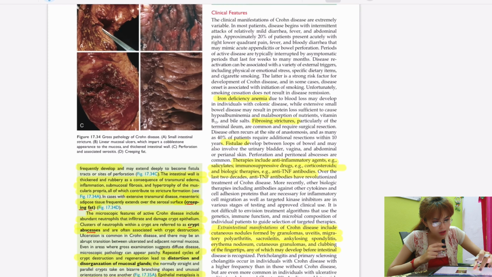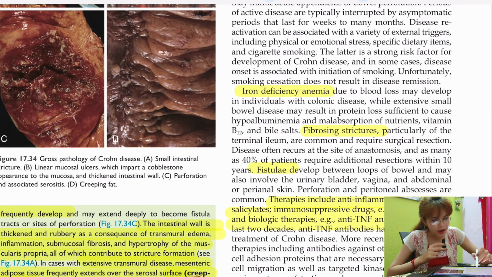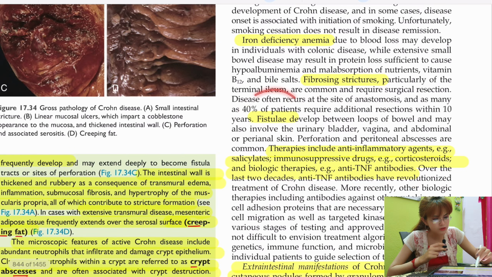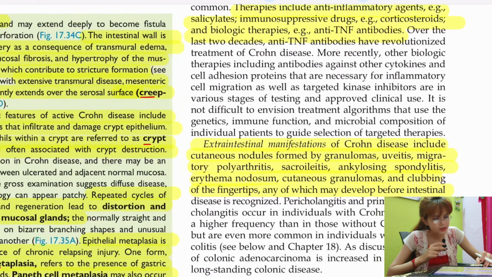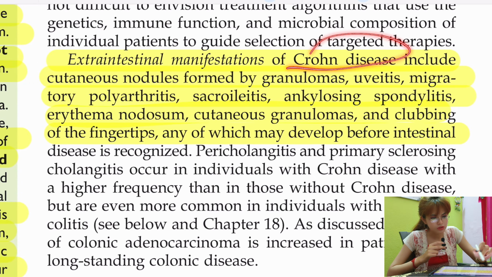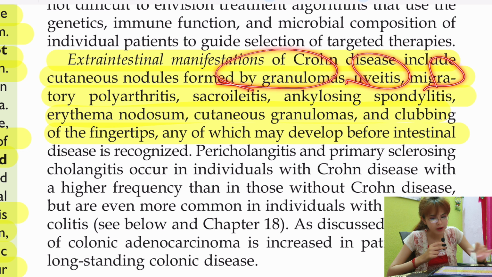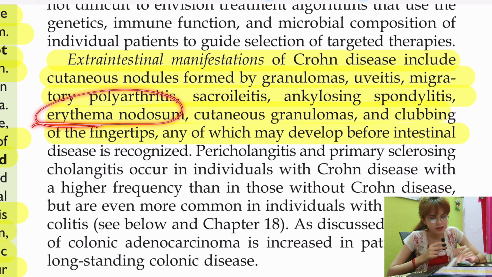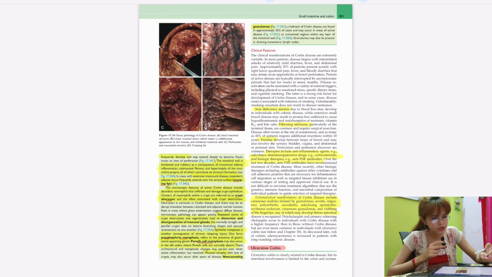Okay, and now let's talk about this. There is iron deficiency anemia, fibrosing stricture, fistula may be developing. Now extraintestinal manifestations of Crohn's disease include cutaneous nodules formed by granuloma, uveitis, migratory polyarthritis, sacroiliitis, ankylosing spondylitis, erythema nodosum, cutaneous granuloma, and clubbing of the fingertips. So all of which is important.